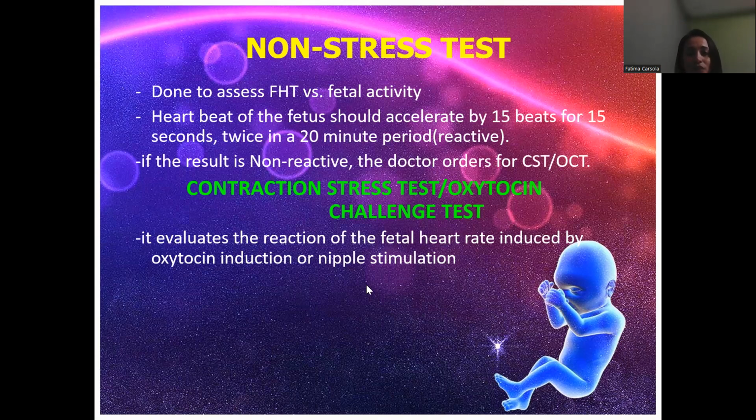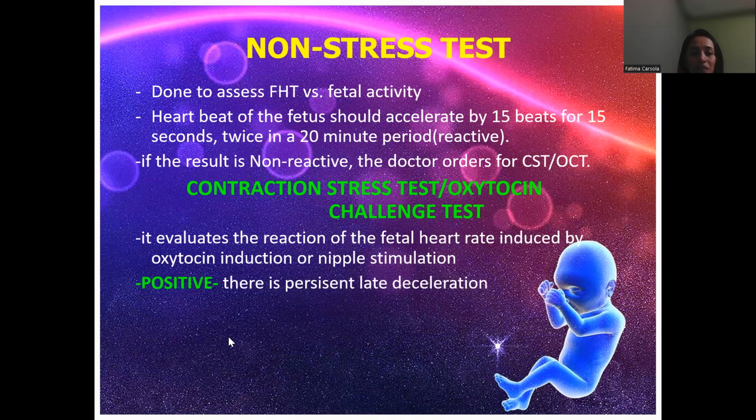The oxytocin challenge test is used for term mothers because even if contractions occur, it's okay since the mother is full term. But the contraction stress test is used for preterm mothers, so we avoid preterm labor. They could just stop stimulating the nipple after the test.